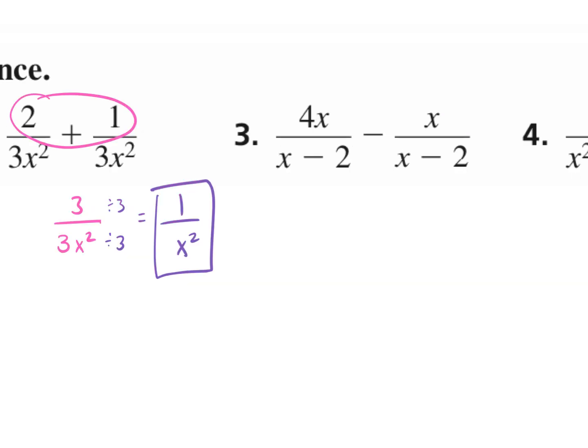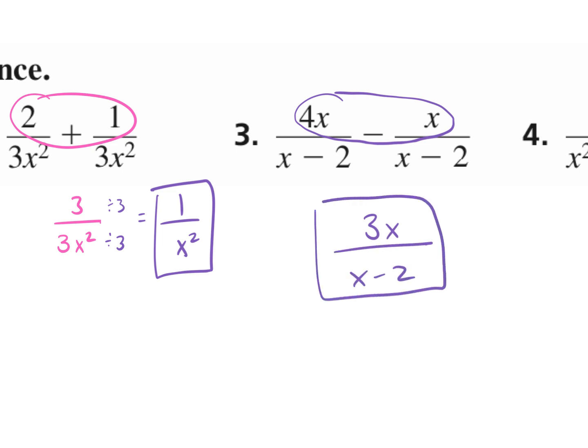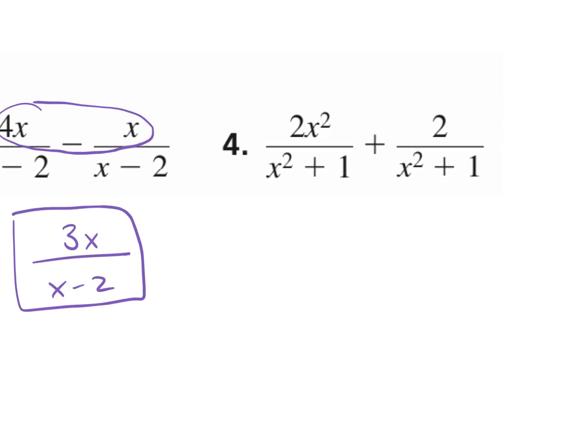All right, for number 3, subtract the numerators. What's 4x minus x? 3x. Awesome. So 3x over x minus 2. And for 4, add the numerators. So we get 2x squared plus 2 over x squared plus 1 because our denominator stays the same.